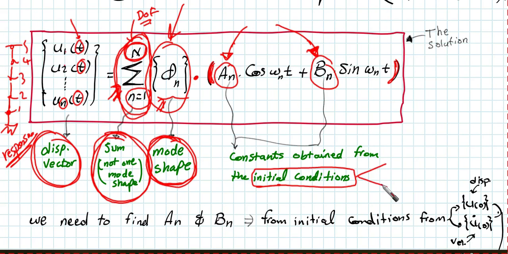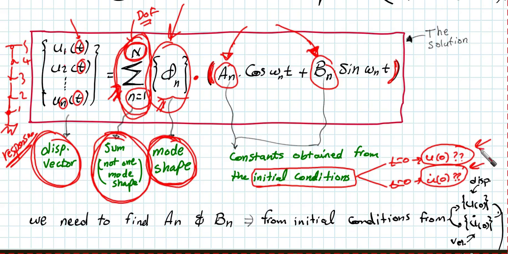What is the meaning of initial condition? It is, at t equals 0, what is the response? What is the displacement, and what is the velocity of the system at every degree of freedom or at every coordinate? This is the meaning of the initial condition. Commonly it is known information for us, and we can use it directly. So the contribution of the initial condition is important. Here we find that an and bn are representing the initial conditions.